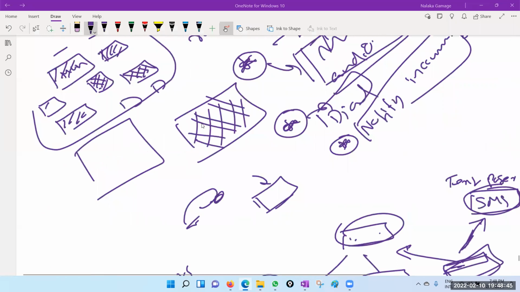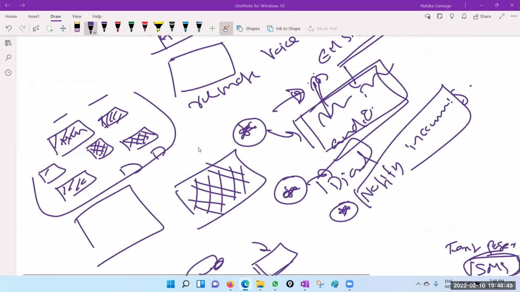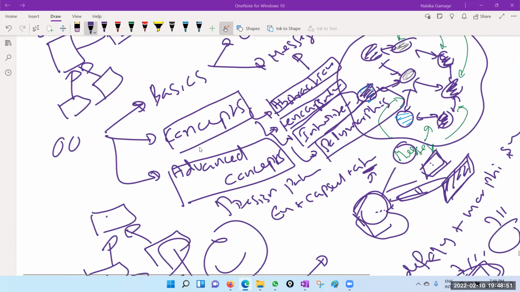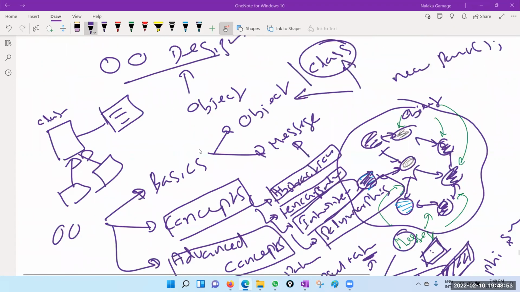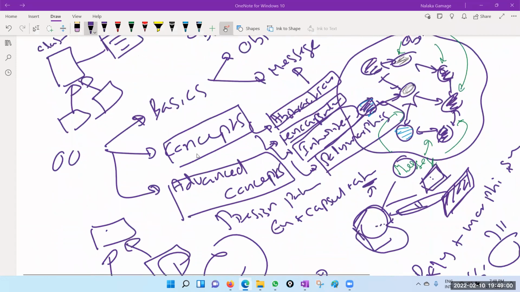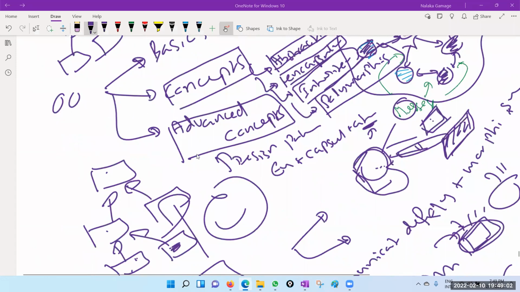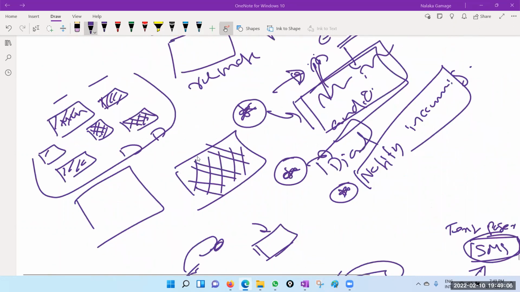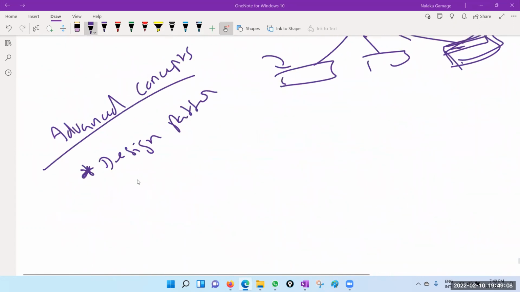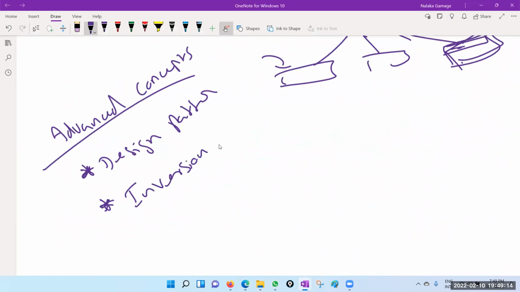So you have to look at the big picture first, right? So you have the basics of object orientation, things like the objects, messages, then the concepts, abstraction, encapsulation, inheritance, and polymorphism. Then we have the advanced things. So design concepts, design patterns. Okay. So there's another concept called inversion of control, which is heavily used in enterprise development.